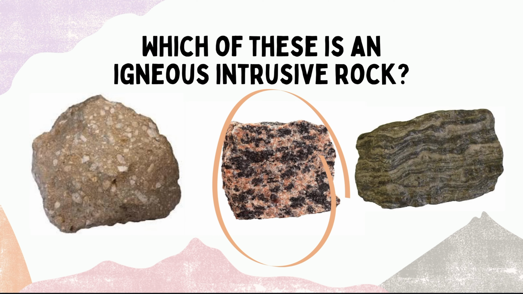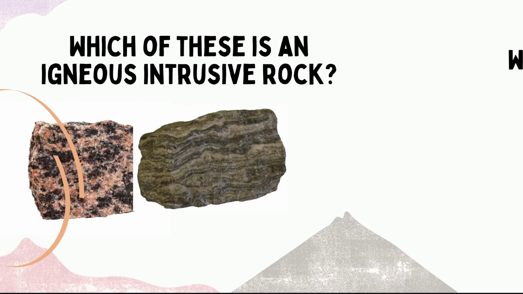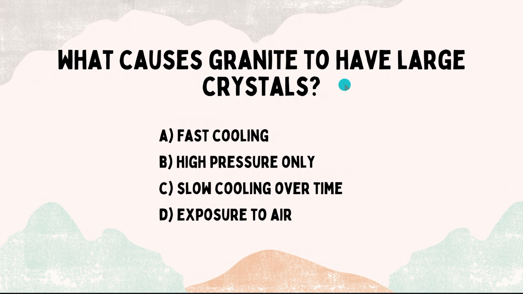Okay, so the middle one's the intrusive rock. You can tell it's speckled. It has little crystals. This one has layers, and this one does not have visible crystals. So by process of elimination, or by looking at examples from earlier, we know that this one is an igneous intrusive rock.